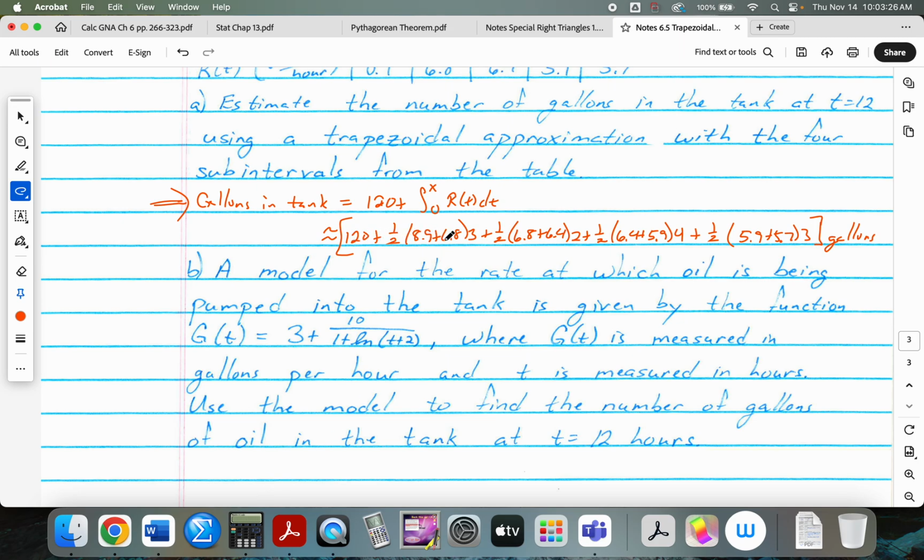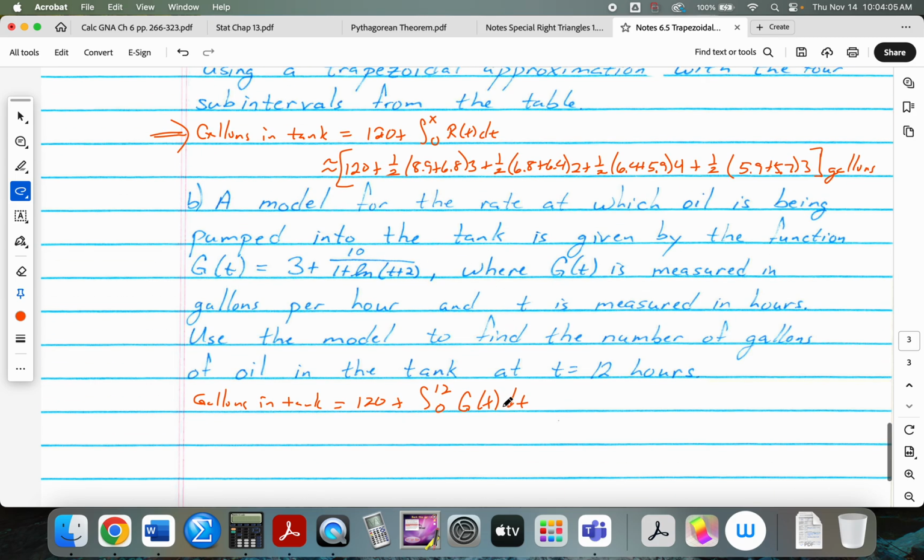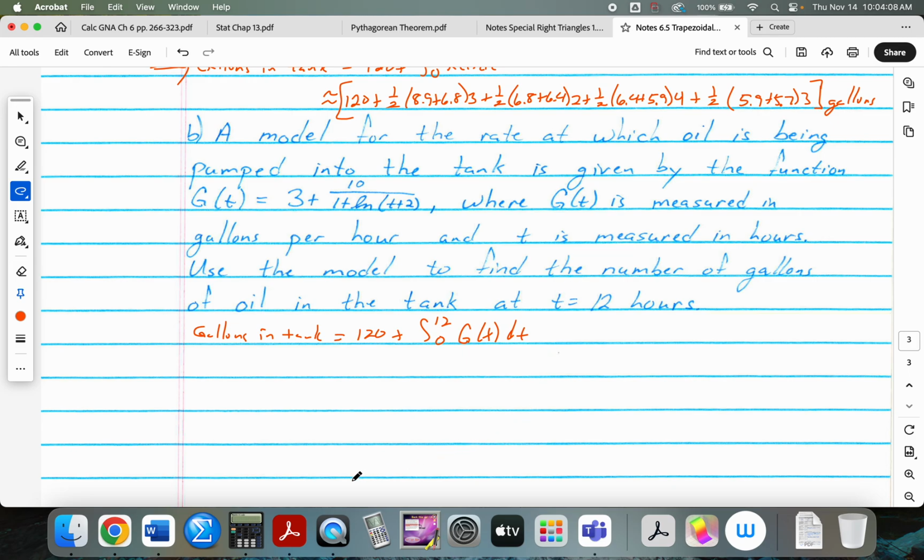This trapezoidal sum estimated the definite integral for us. And now they're saying, well, this is a model for the rate. Okay. So the number of gallons in the tank is going to be equal to 120 plus the integral from 0 to 12 of, because I'm super lazy, g of t dt. Why write all that out? They've said that g of t is equivalent to this. So why not just write g of t? And at that point, it's just to grab your calculator and see what happens.